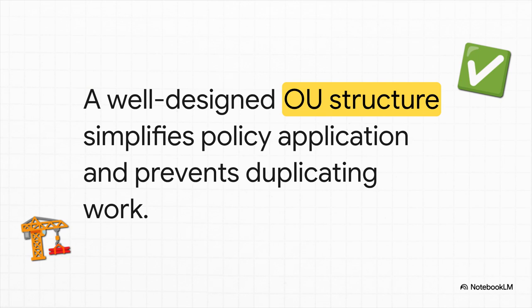A logical structure that groups similar users and computers together makes applying policies just incredibly efficient. You can set a rule one time for the entire accounting OU instead of trying to create the same rule for 50 different people. Get this wrong, and you might end up applying finance policies to the marketing team, and you'll be creating chaos instead of control.